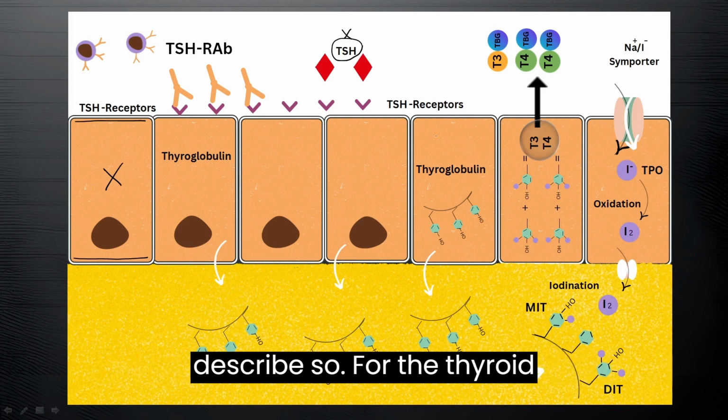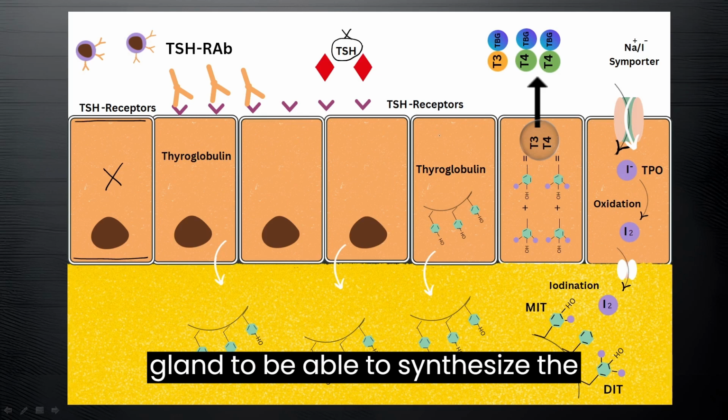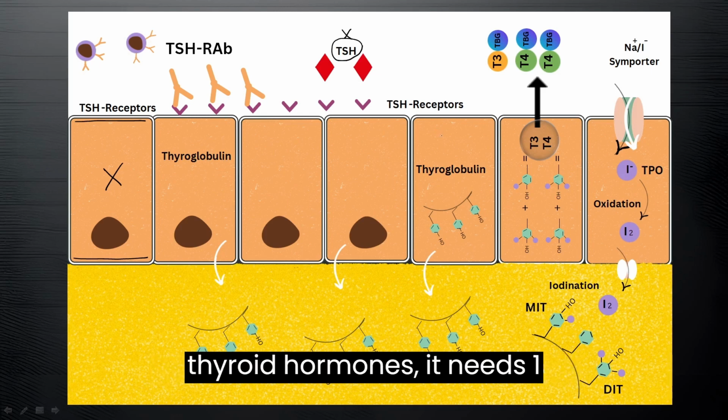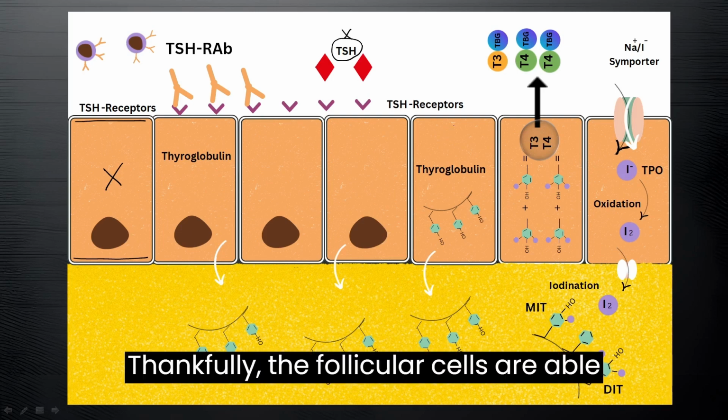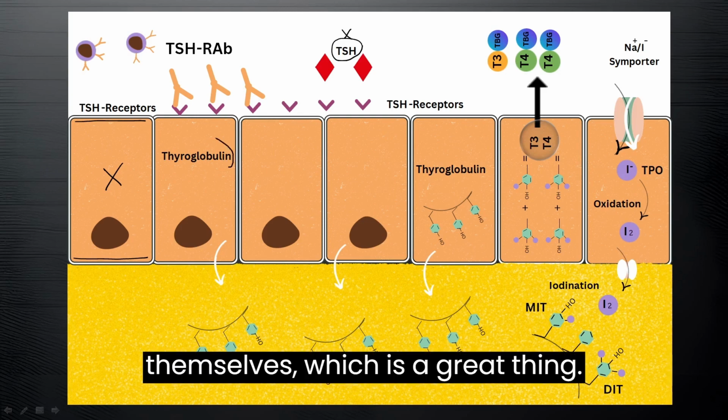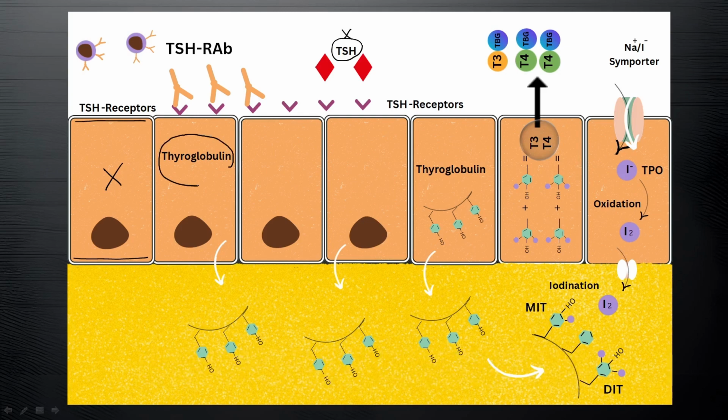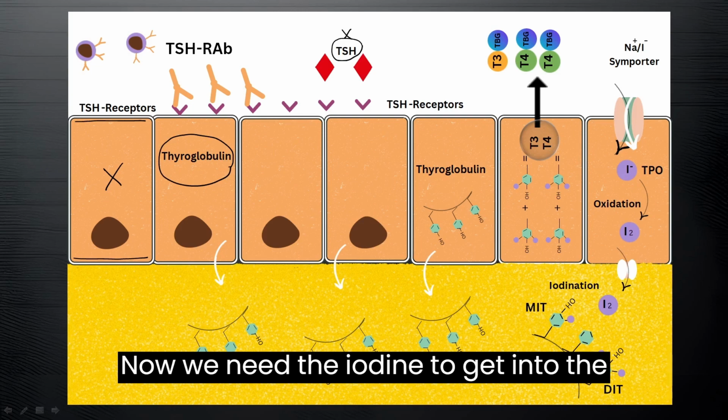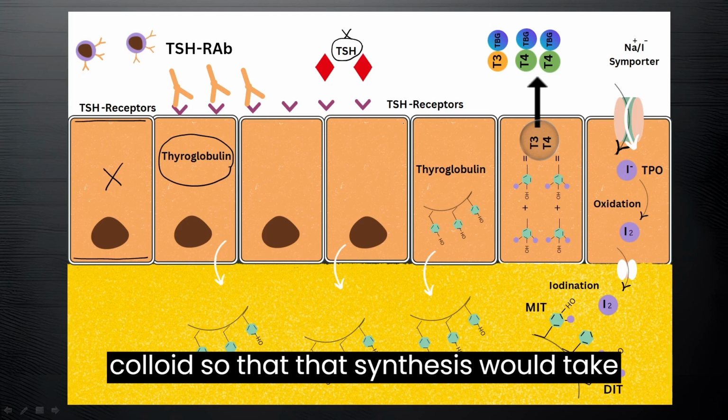So, for the thyroid gland to be able to synthesize the thyroid hormones, it needs iodine and thyroglobulin. Thankfully, the follicular cells are able to synthesize the thyroglobulin themselves, which is a great thing. Now we need the iodine to get into the colloid so that the synthesis will take place.